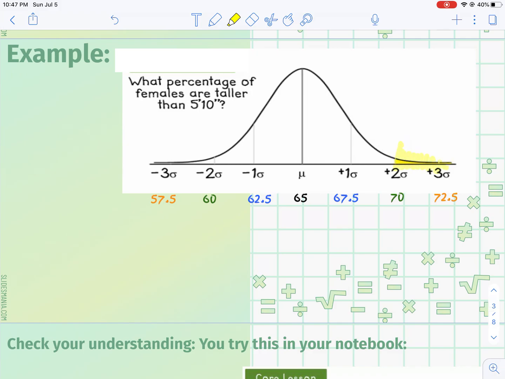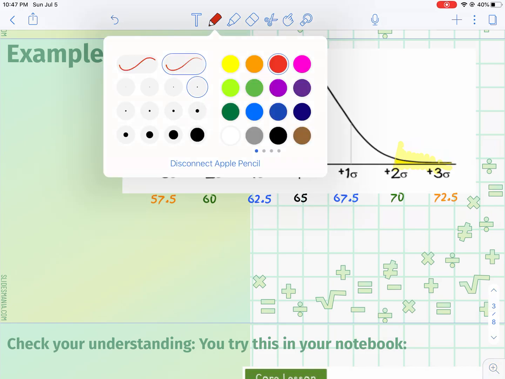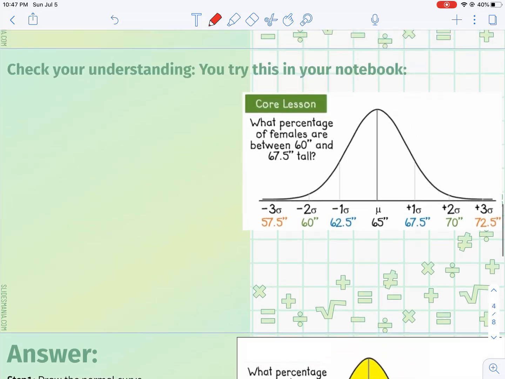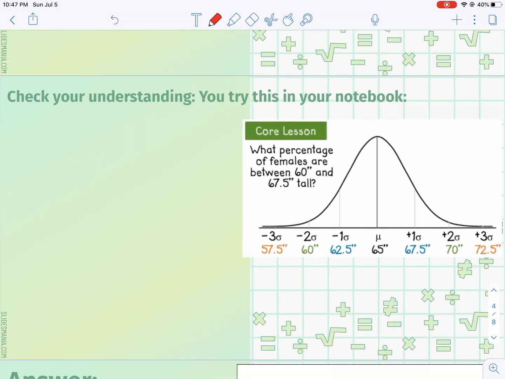Okay, here's a second one. What percentage of females are taller than 5 feet 10? Well, 5 feet 10 is down here. Remember, that's 70 inches, so I'm looking down there on that end. Well, this is 2.35 and 0.15. So we're looking at about 2.5% of adult American females would be above 5 feet 10 inches. Okay.